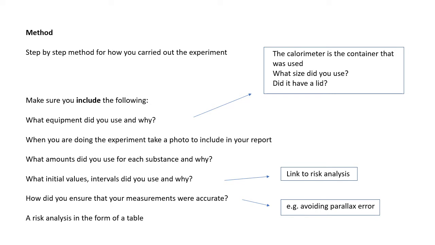But why do I use that boiling tube? What size do I use? Do I have a lid on it or not? Justify your choice of equipment. Obviously, we've said what thermometer we're using and why. Are you using a Bunsen burner to warm it up? Are you using a water bath to actually melt the substance, which is a safer and better way of doing it?